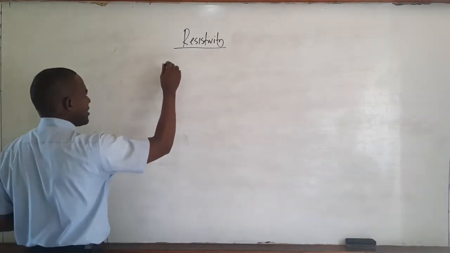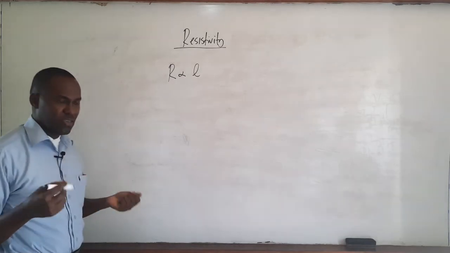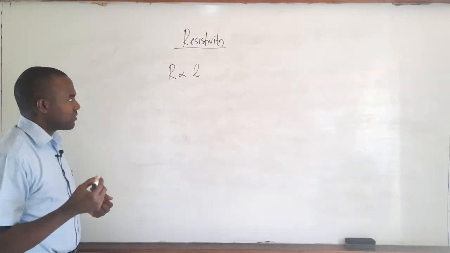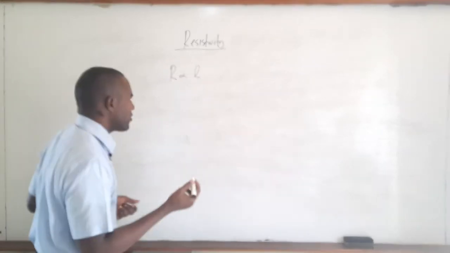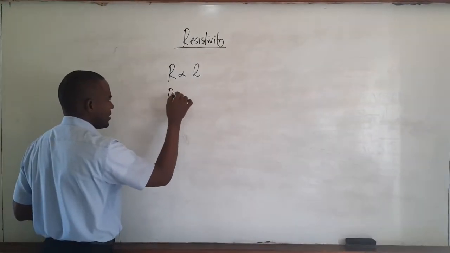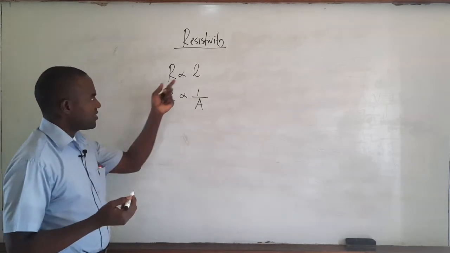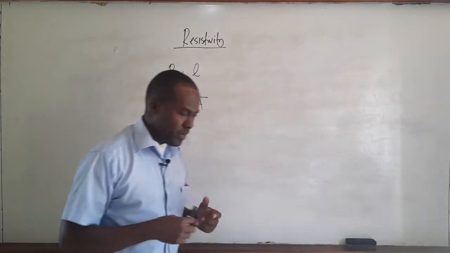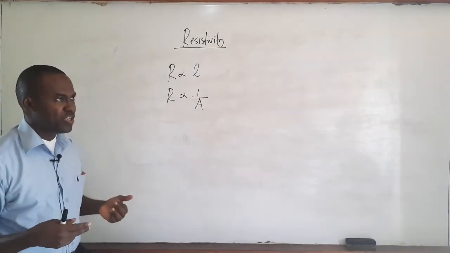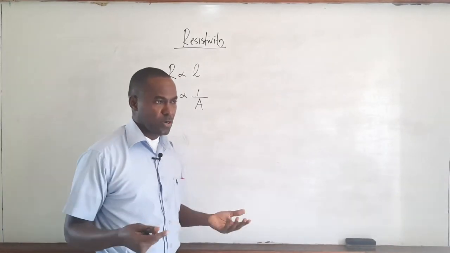So resistance R is directly proportional to its length L. Experiments have also shown that the resistance of a conductor is inversely proportional to its cross-sectional area A. So the resistance is directly proportional to its length. What does that mean? It means that if nothing else changes and we change the length of the conductor, the resistance will change. But how?